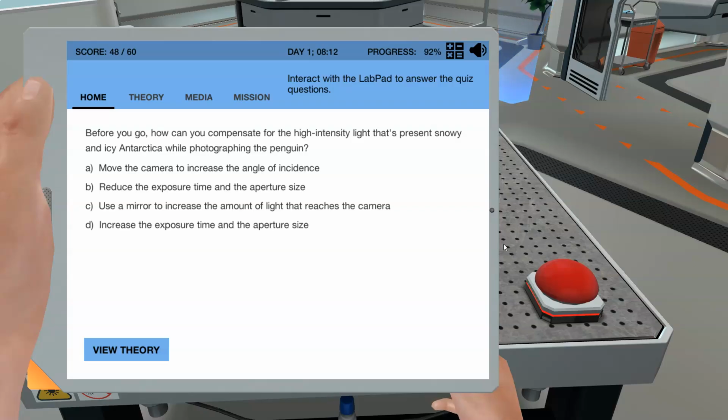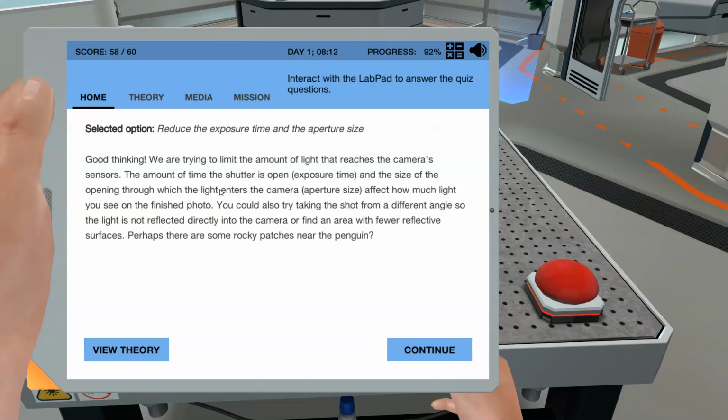Before you go, how can you compensate for the high-intensity light that's present in snowy and icy Antarctica while photographing the penguin? Good thinking. We are trying to limit the amount of light that reaches the camera's sensors. The amount of time the shutter is open and the size of the opening through which the light enters the camera affect how much light you see on the finished photo. You could also try taking the shot from a different angle so the light is not reflected directly into the camera, or find an area with fewer reflective surfaces. Perhaps there are some rocky patches near the penguin?